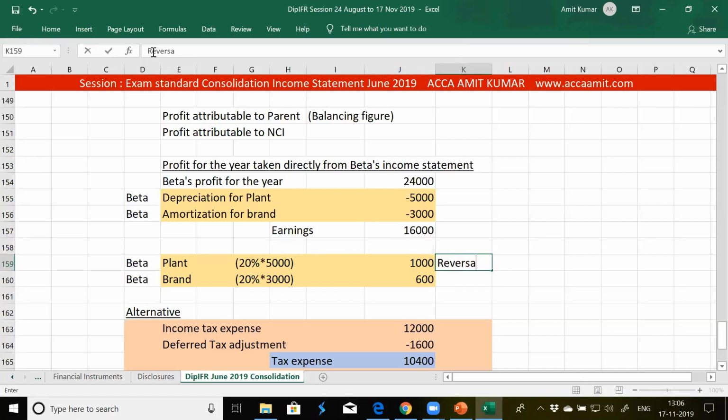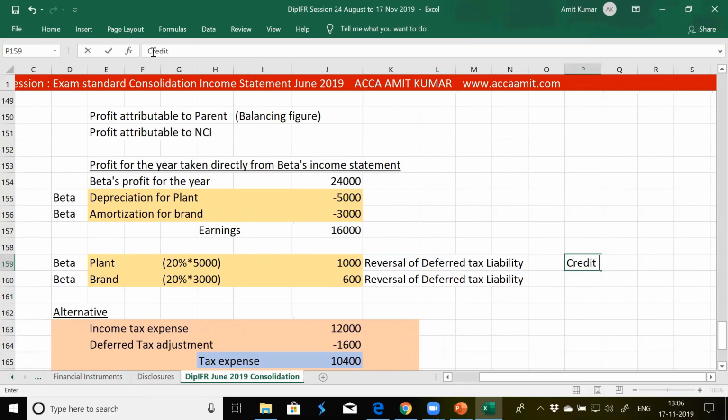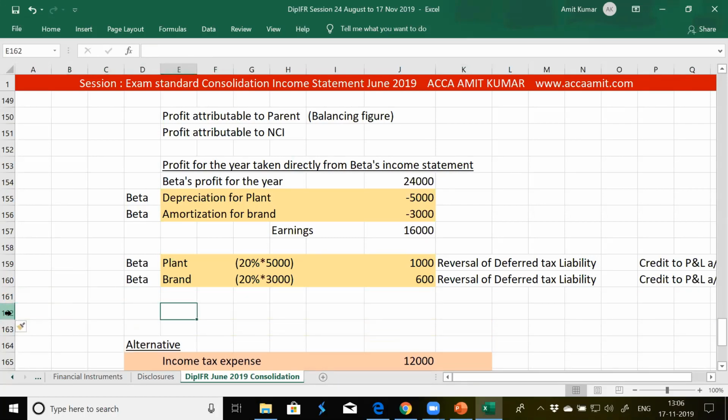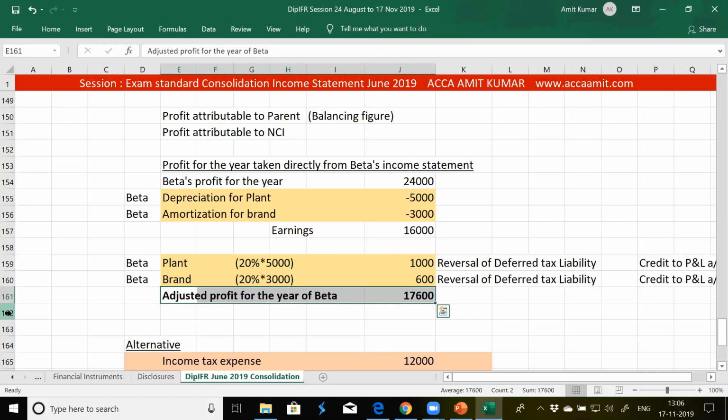So our earnings should increase because of reversal of deferred tax liability. So this results in a credit to the P&L account, and this reversal of deferred tax liability results in adjusted profit for the year of beta to be equivalent to 16,000 plus 1,000 plus 600, 17,600.